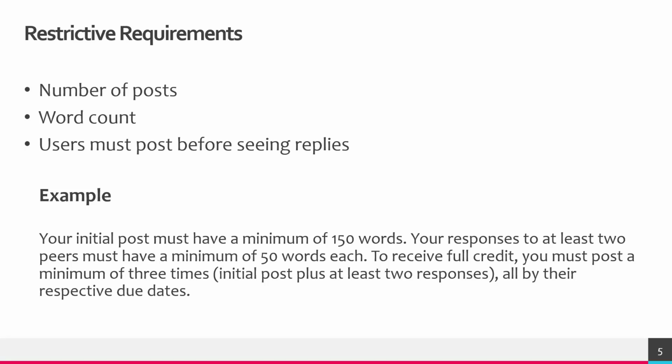So this is an example of a restrictive posting prompt. So it says your initial post has to have 150 words. Your replies have to have a minimum of 50 words. And to receive full credit, you have to post 3 times. So the reason this is restrictive, the main reason is if we did that in a face-to-face discussion, it would be very unnatural. And really, this makes grading a lot easier for the instructor, but that's good for us. It's not necessarily good for the students. It makes it hard for students to really have a genuine, authentic conversation.